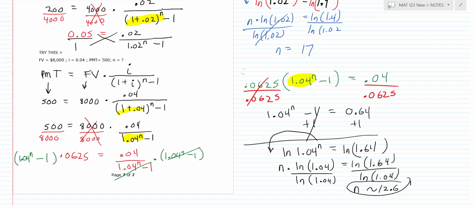Okay, do you guys follow what I'm doing or not? Okay, most of that's just kind of standard doing things to both sides of the equation, and then you get that logarithm at the end.